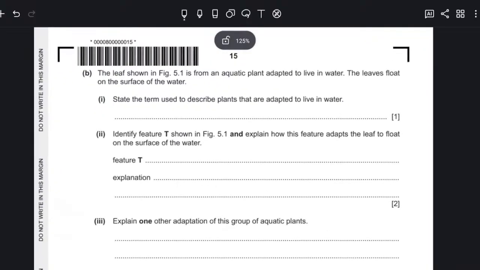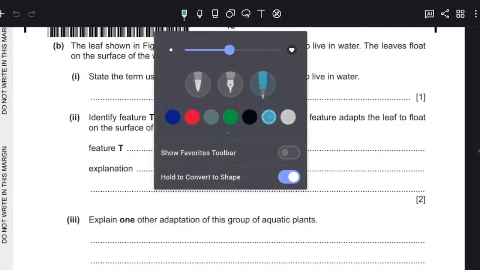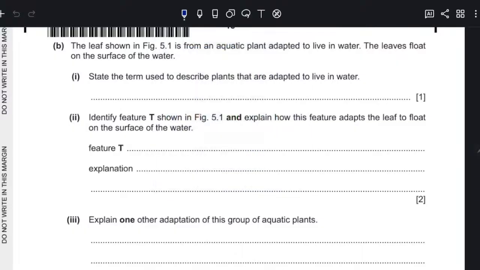Now let's answer this. 5B, part 1. Let's quickly move, okay? You are in an exam. This is you. First question. State the term used to describe plants that are adapted to live in water. Hydrophytes. Hydro for water. So hydrophytes.